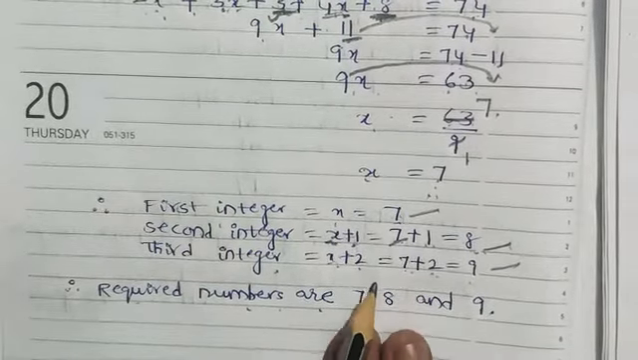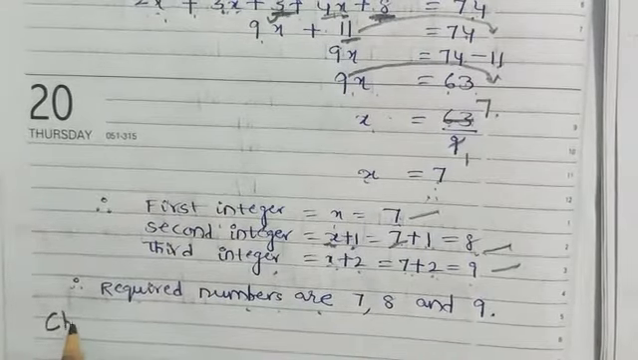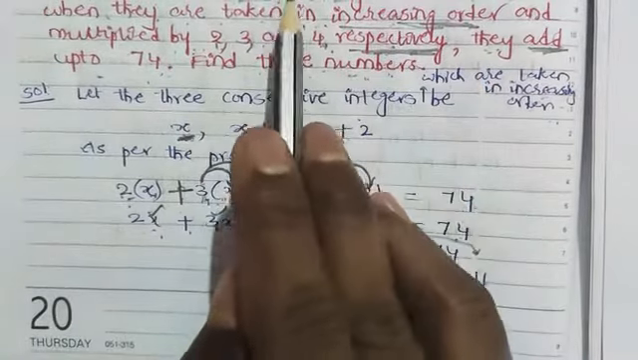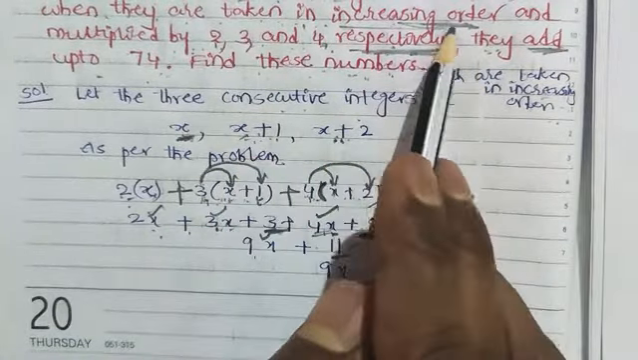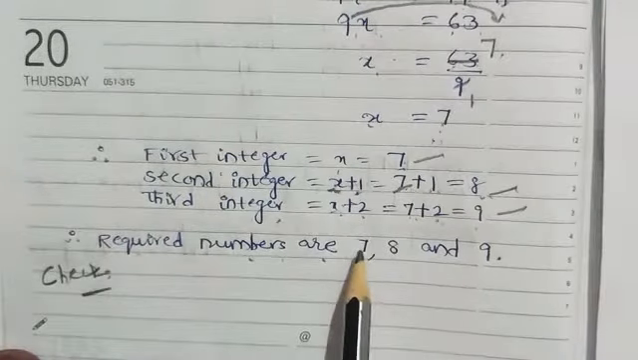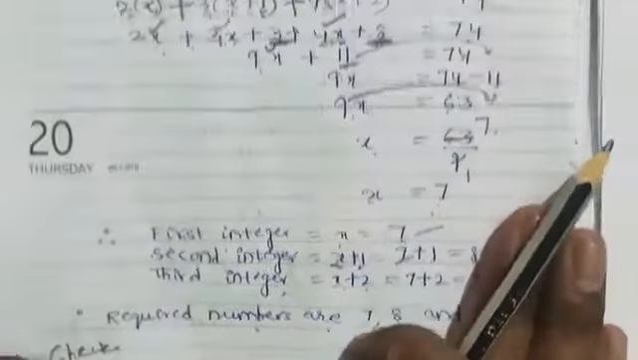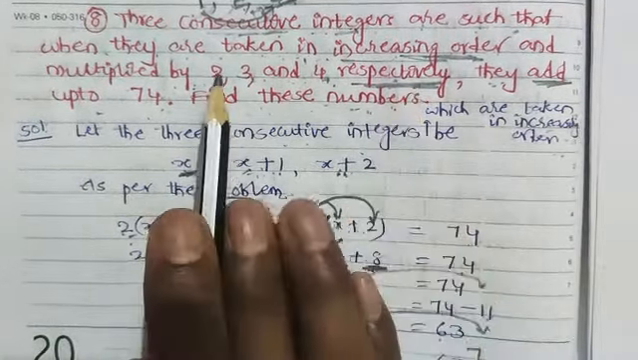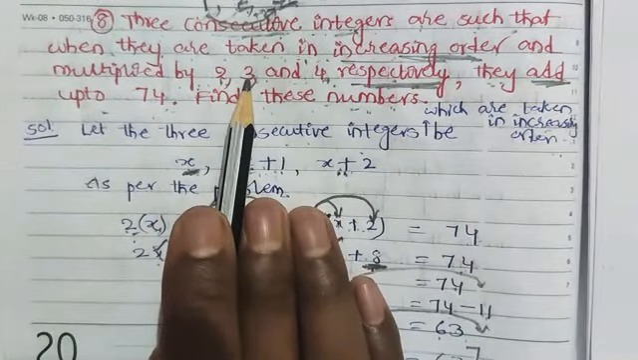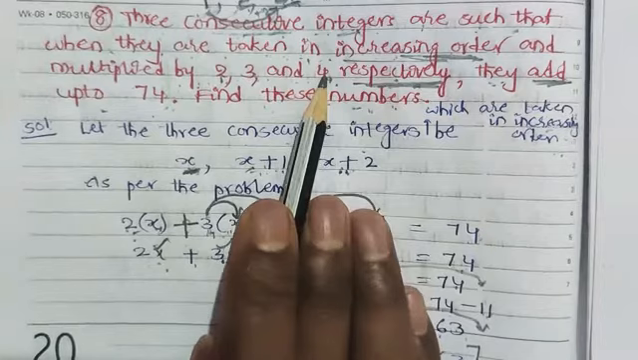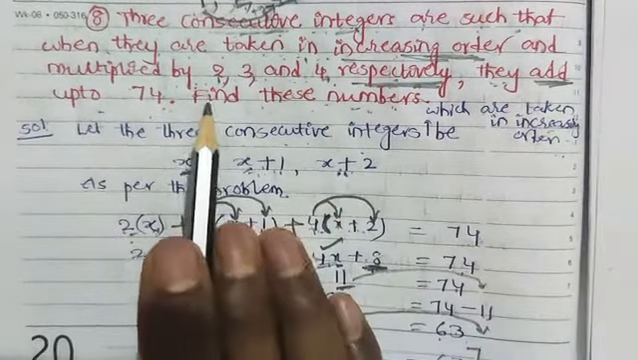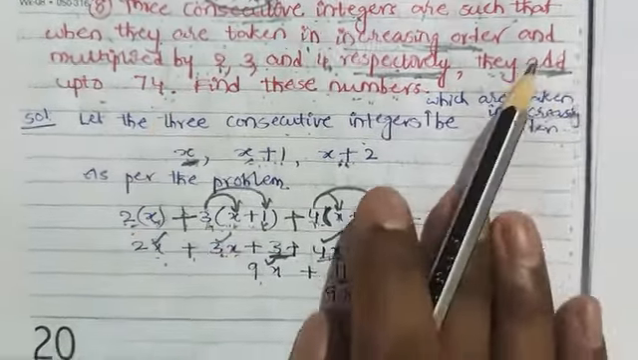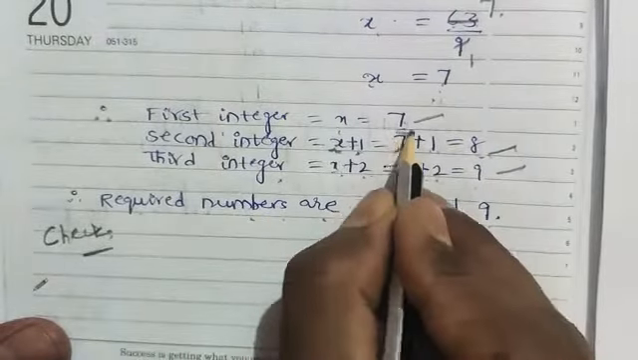Now let us see the checking process, to know whether the answer is correct or not. The three consecutive integers are taken in increasing order only: 7, 8, 9. They are multiplied by 2, 3 and 4 respectively. That means the first number is multiplied by 2, the second by 3, and the third by 4. After multiplication, add all those numbers. If you get 74, then it is correct. Otherwise it is wrong.